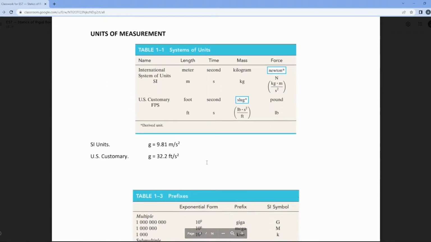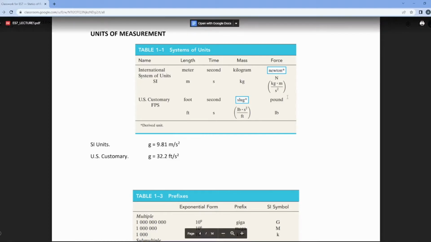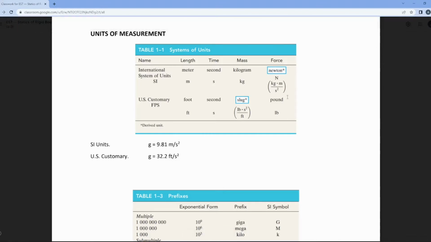Some units of measurement. So we have two. We are familiar with this. So International System of Units, or SI, wherein the length is expressed in meters, time is in seconds, and mass is in kilograms. Pag sinolve natin yung force, we will get kilogram meter per second squared, or that is equal to newtons. Next, we have US customary FPS, or English units. Ang length ay expressed in foot or inches, time is still in seconds, the mass is expressed in slugs, wherein one slug is equal to 1 pound second squared per foot. Okay, and then your force is expressed in pounds.